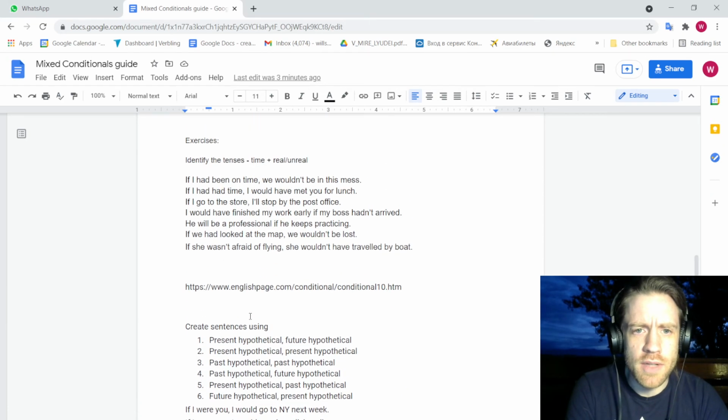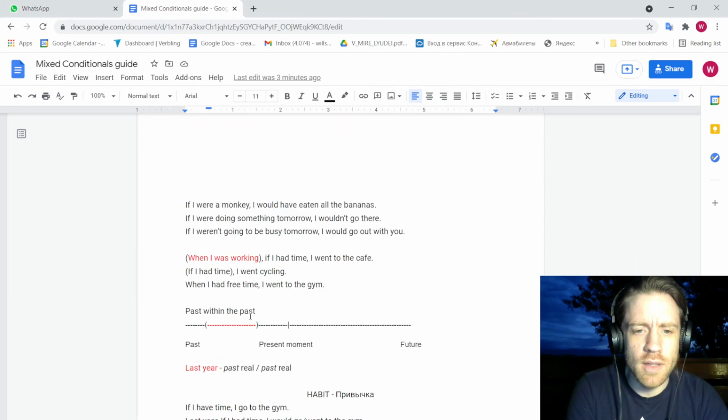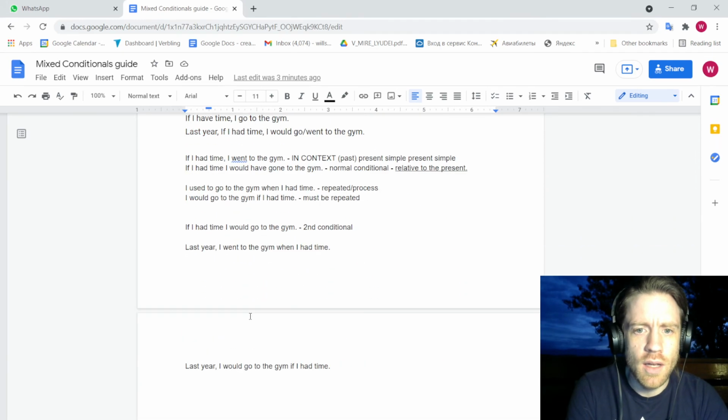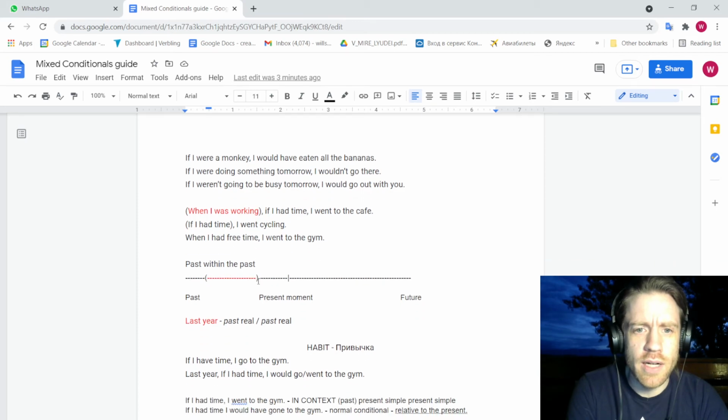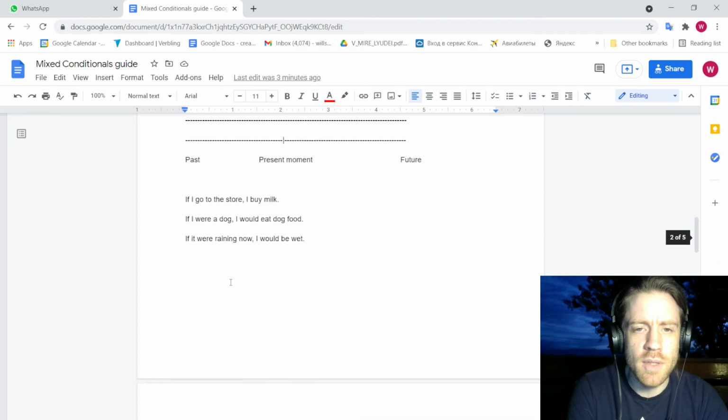Here we'll just have some exercises. Maybe I'll link this, we'll see. And here there's a bit more detail for when you're actually working within a particular period in the past, and we can make conditionals within this set period, but that's a bit complicated for now.